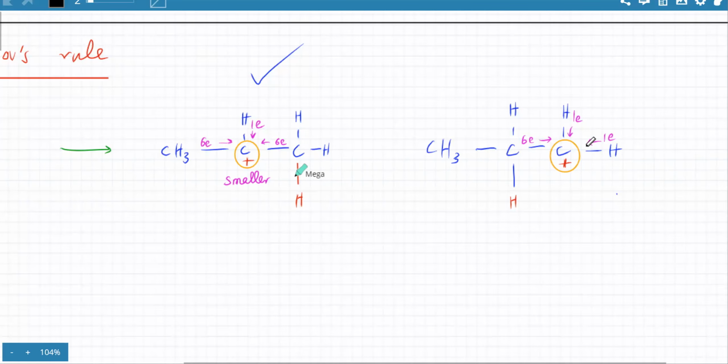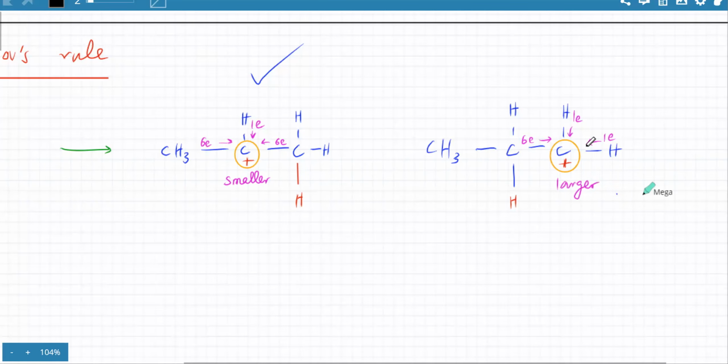This positive charge over here is going to be relatively larger in size. Is this point clear to everyone? Is this clear? Minahil, is this clear? Hiba, Rida, is this clear? Yes. Okay.